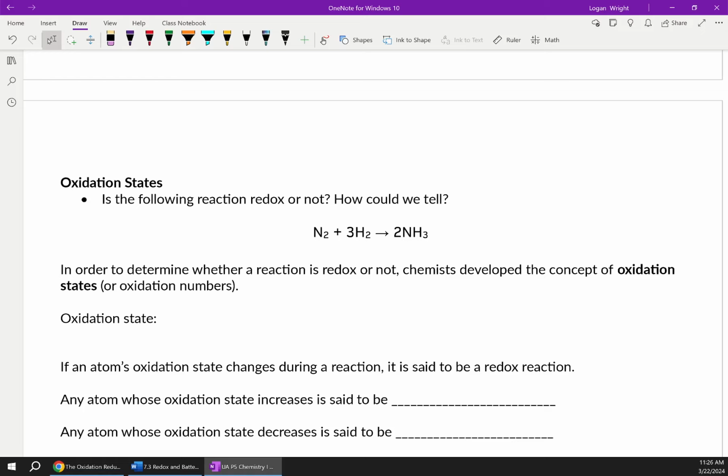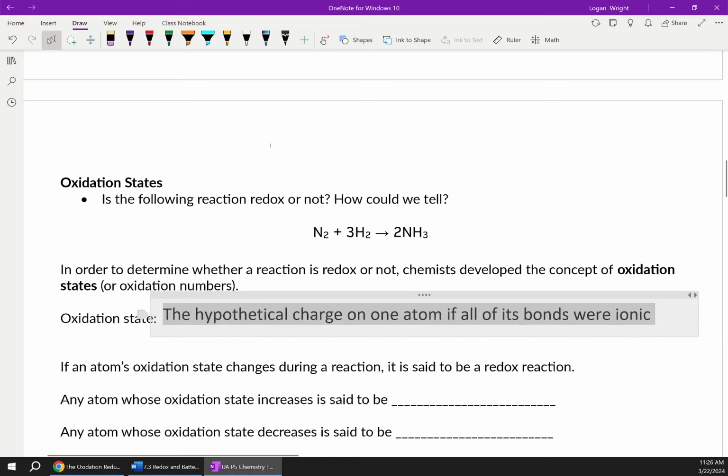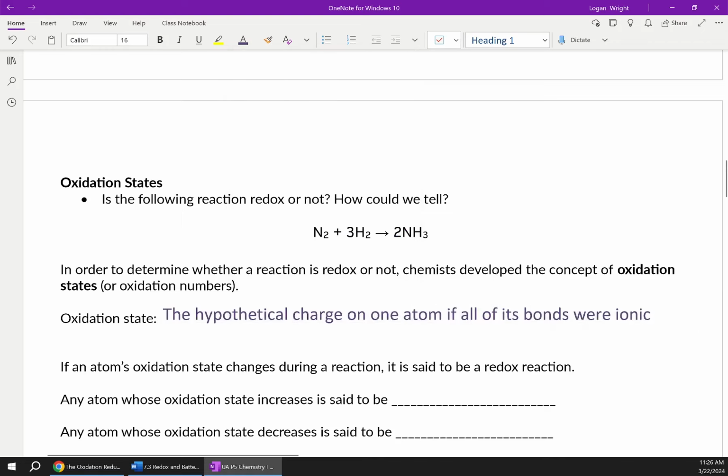So the official definition is: the oxidation state of a given atom is the hypothetical charge on one atom if all of its bonds were ionic. And we chose all the words carefully. Definitions are all about putting in words that help make things more clear. So hypothetical is to point out that in NH3, nothing actually has a charge, but we're going to say, if it did have a charge, what would it be?